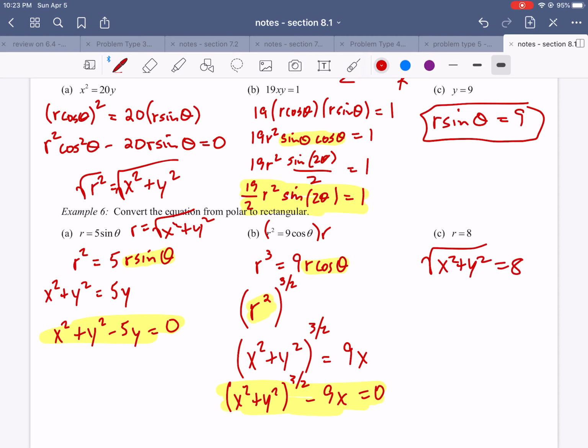And if we want to get that into general form, then we're going to square both sides and get x squared plus y squared is equal to 64. And so x squared plus y squared minus 64 will equal 0, and that's how you'll want to write the result and the final answer.